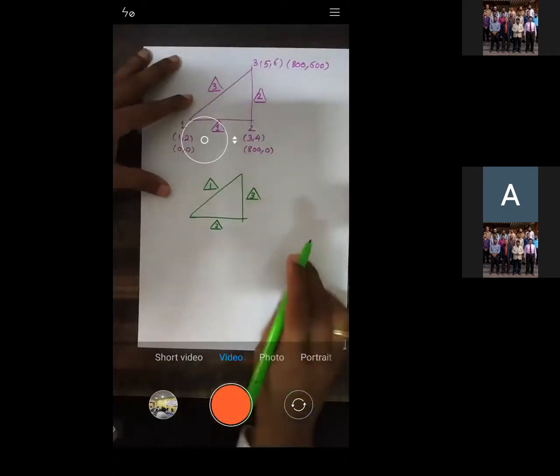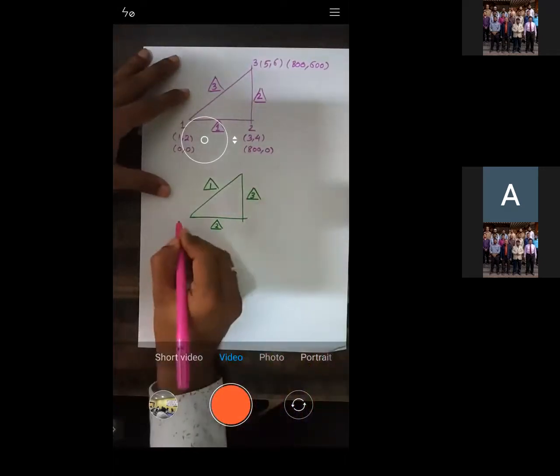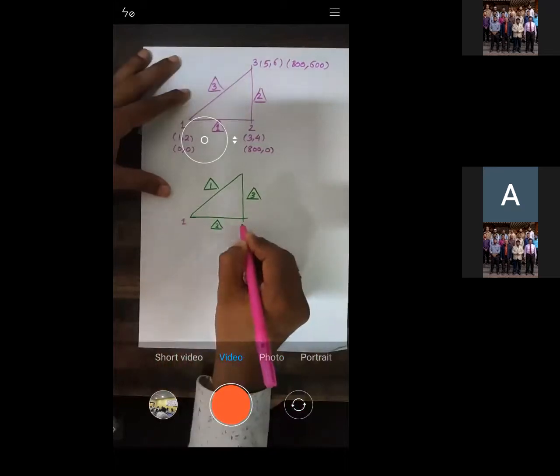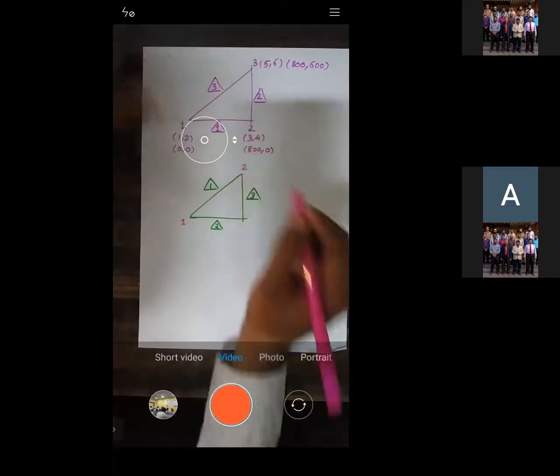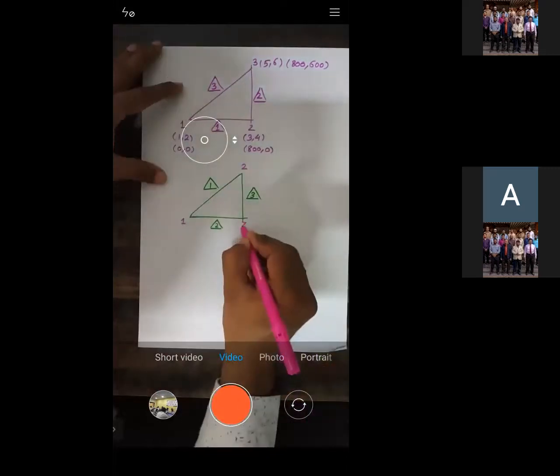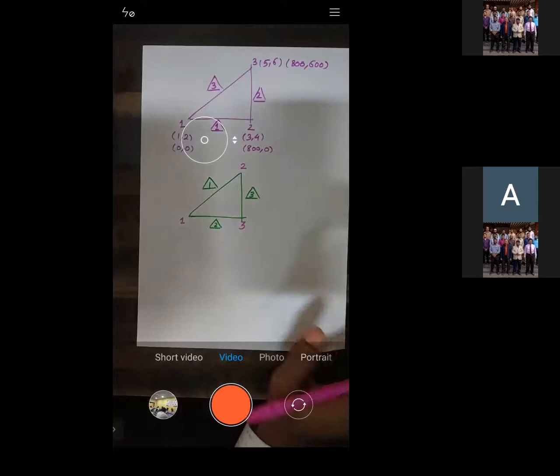Right? Now let's number the nodes. This is node 1. If you don't want node 2 here, no problem. Node 2 will go here. Okay, node 3 will go here. Right? Try to understand how I'm doing.